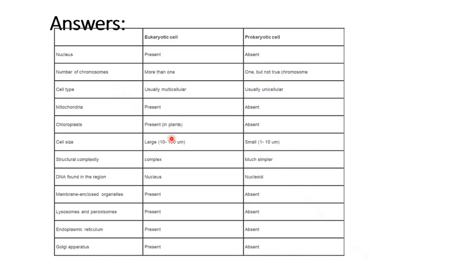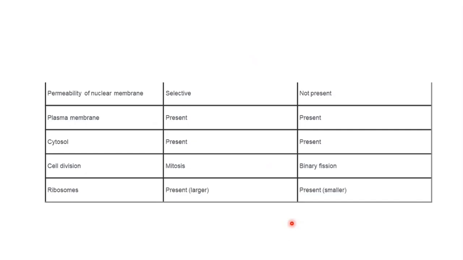The DNA is found in the nucleus in the eukaryote. The one in prokaryote is found in the nucleoid region. The membrane-bound organelles are present in the eukaryote and absent in the prokaryotic cell. Lysosome and peroxisome are present in the eukaryotic cell and absent in the prokaryotic. In the few sessions that we're going to have, we will also focus on the lysosome and peroxisome. They are very significant, and I saw them in one of your past question papers. Also, endoplasmic reticulum is present in the eukaryotic cell and absent in the prokaryotic cell. Golgi apparatus is present in eukaryotic and absent in prokaryotic. The nuclear membrane is selectively permeable, but it's not present in the prokaryotic cell.